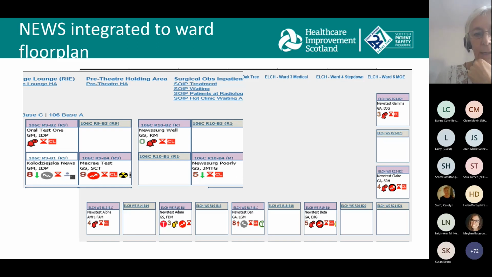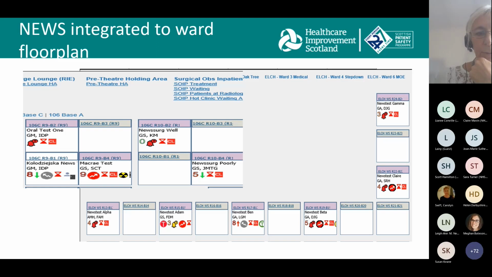There is a timer here that lights up when within 10 minutes of the next OBS being due, or that demonstrates that the observations are overdue for the time. There is an indication here of escalation.